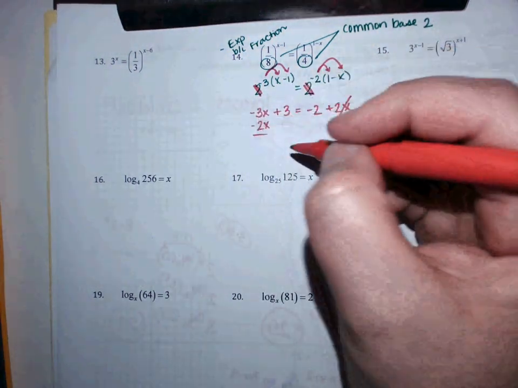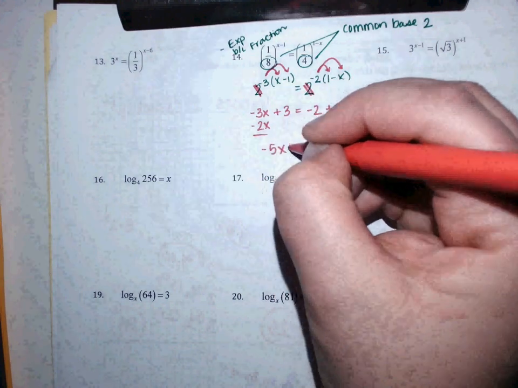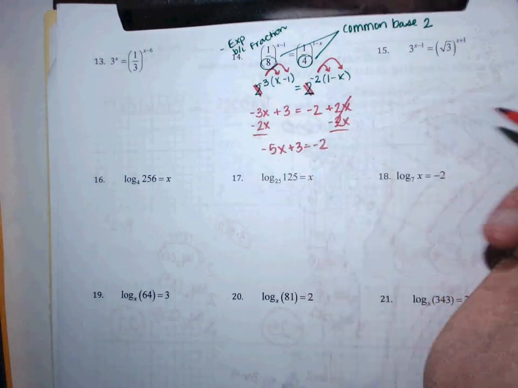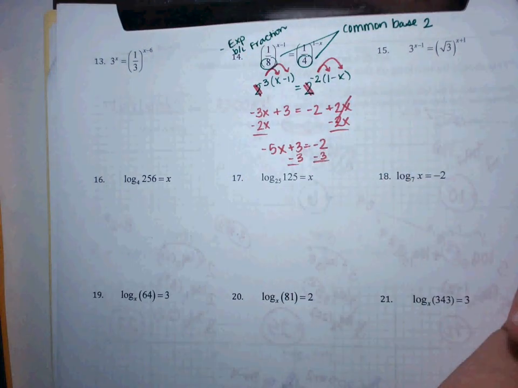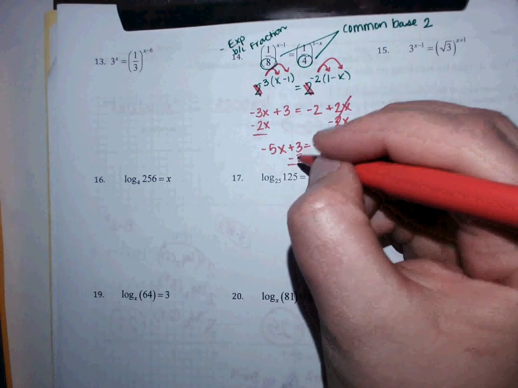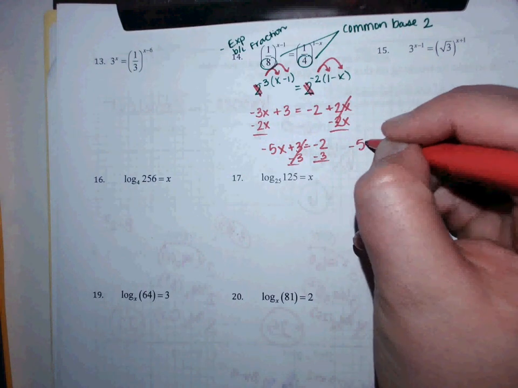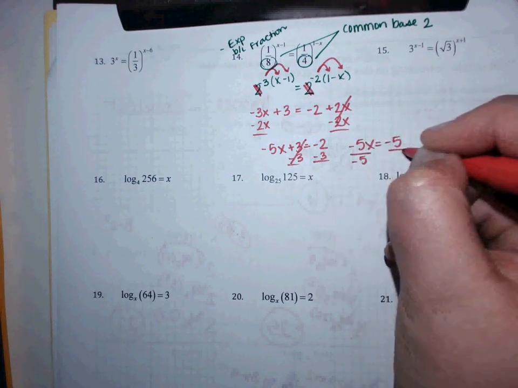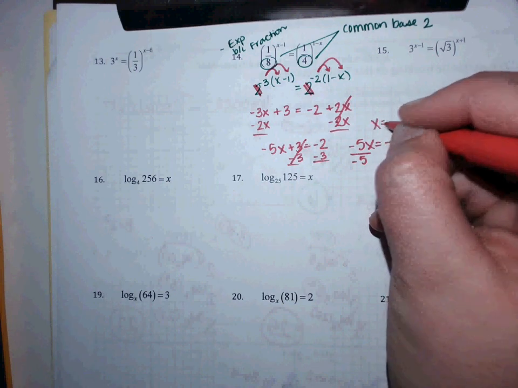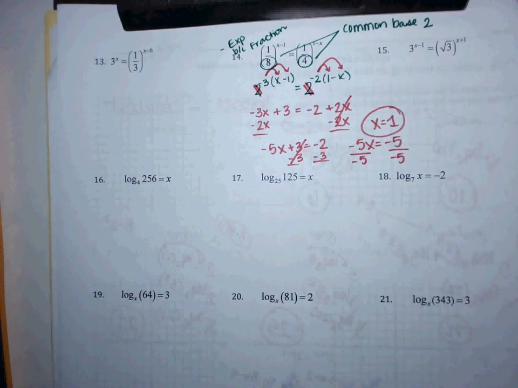Negative 3 minus 2 more gives me negative 5x plus 3. Then I'm going to minus my little 3 across. Negative 2 minus 3 is going to give me negative 5x equals negative 5. And then if I divide by negative 5, I'm going to get x equals 1. Okay?